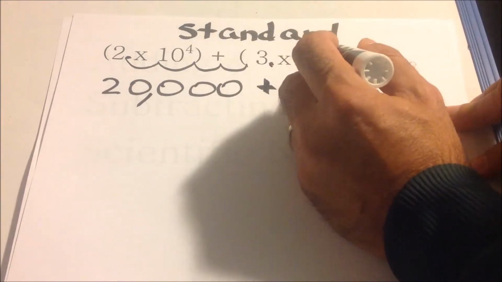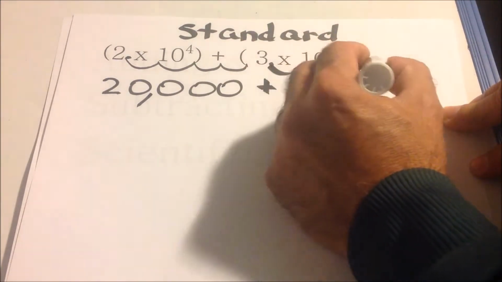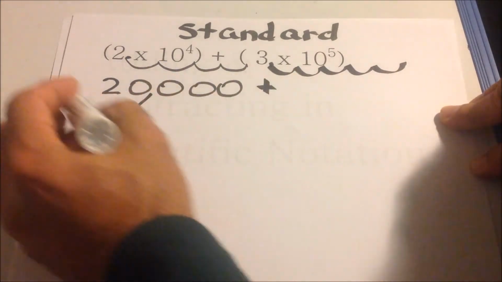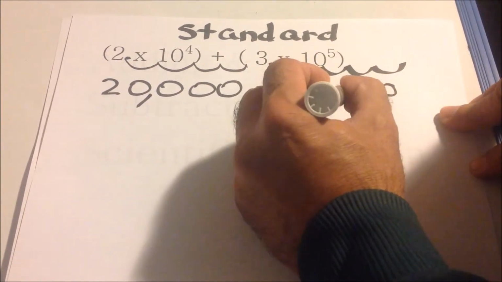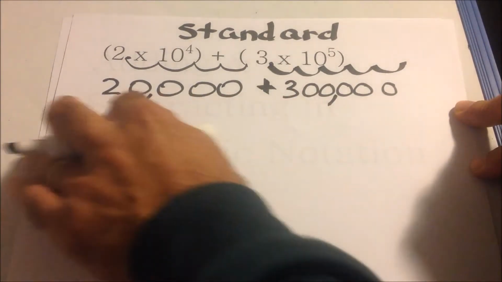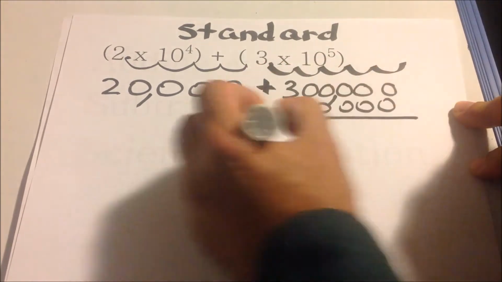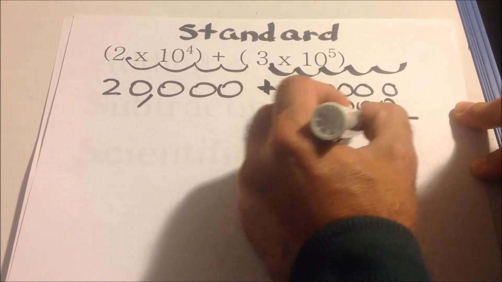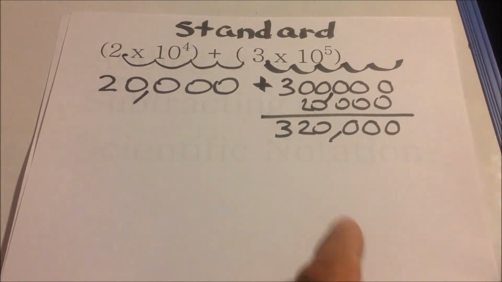Same here. We're going to move this 5 times. The exponent says 5 times. 1, 2, 3, 4, 5. So we should have 5 zeros: 300,000. So we just add 300,000 plus 20,000, and you get 320,000. So that's the answer in standard form.